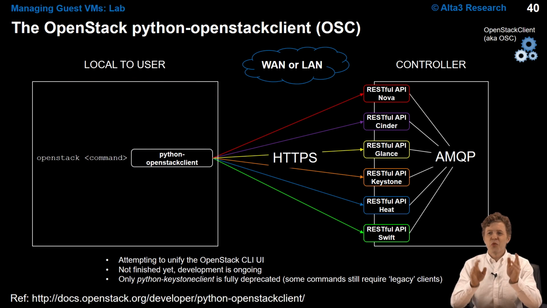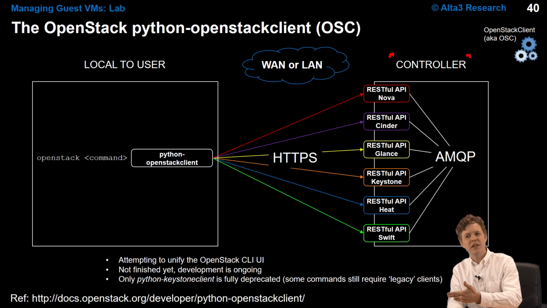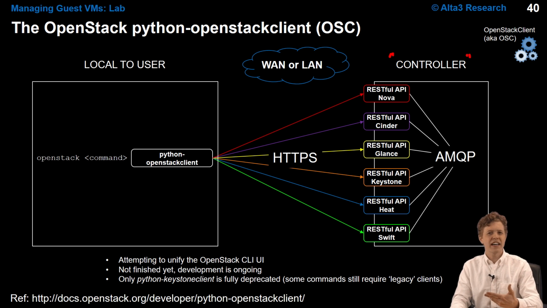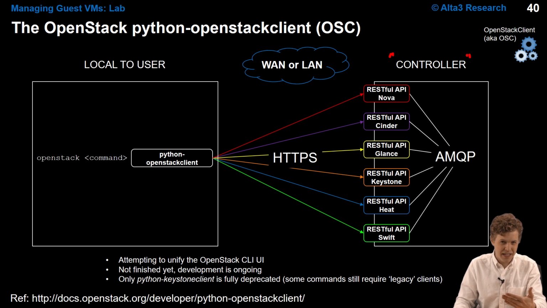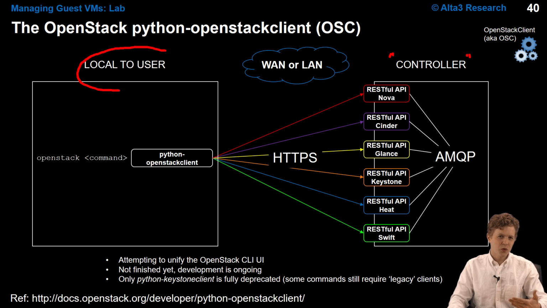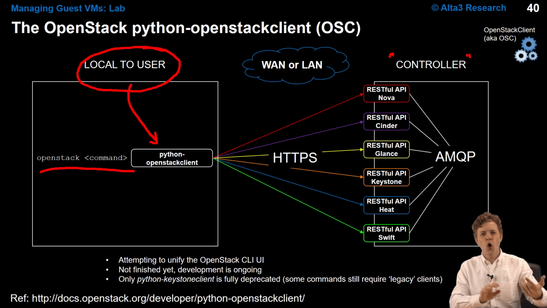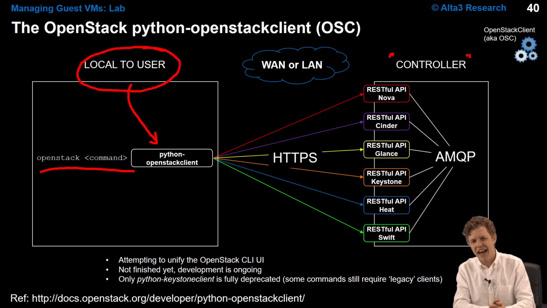All right, gang, so one ring to rule them all, right? First, look at my controller. Nothing's changed over here. I got a bunch of APIs speaking AMQP out the back end. In the front end, they're getting HTTP, HTTPS messages from a WAN or LAN interface. Look what's changed local to the user. At this time, now they only have to install one client, the Python OpenStack client.